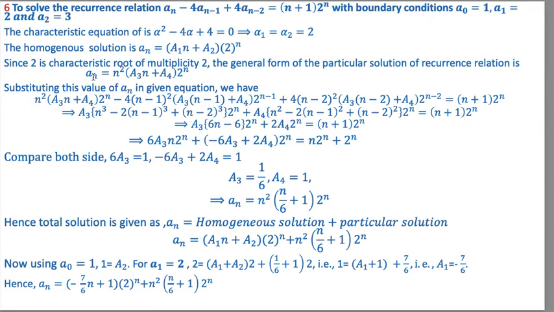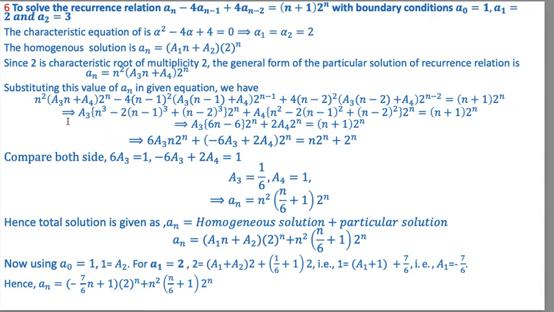Now replacing n by n minus 1 and n by n minus 2 for substituting the values in the given recurrence relation, we get n square into a3 n plus a4 into 2 raised to n minus 4 times, for an minus 1, replace n by n minus 1: n minus 1 whole square into a3 into n minus 1 plus a4 into 2 raised to n minus 1, plus 4 an minus 2, replace n by n minus 2: n minus 2 whole square into a3 into n minus 2 plus a4 into 2 raised to n minus 2, equal to n plus 1 into 2 raised to n.